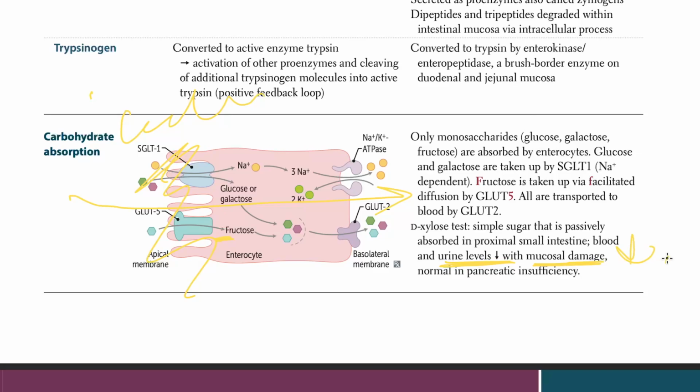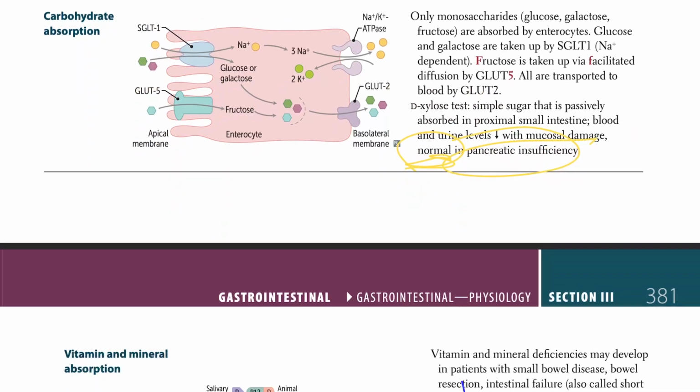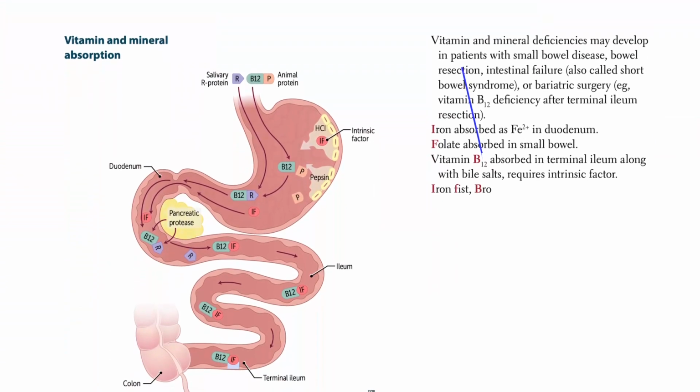But if you have a pancreatic insufficiency or chronic pancreatitis, you have a normal D-xylose test, because that is due to the pancreas. The pancreas has nothing to do with your mucosa, right? Mucosa is all normal. So that's what they're saying, that it will be normal in pancreatic insufficiency. All right, moving on with the vitamins.